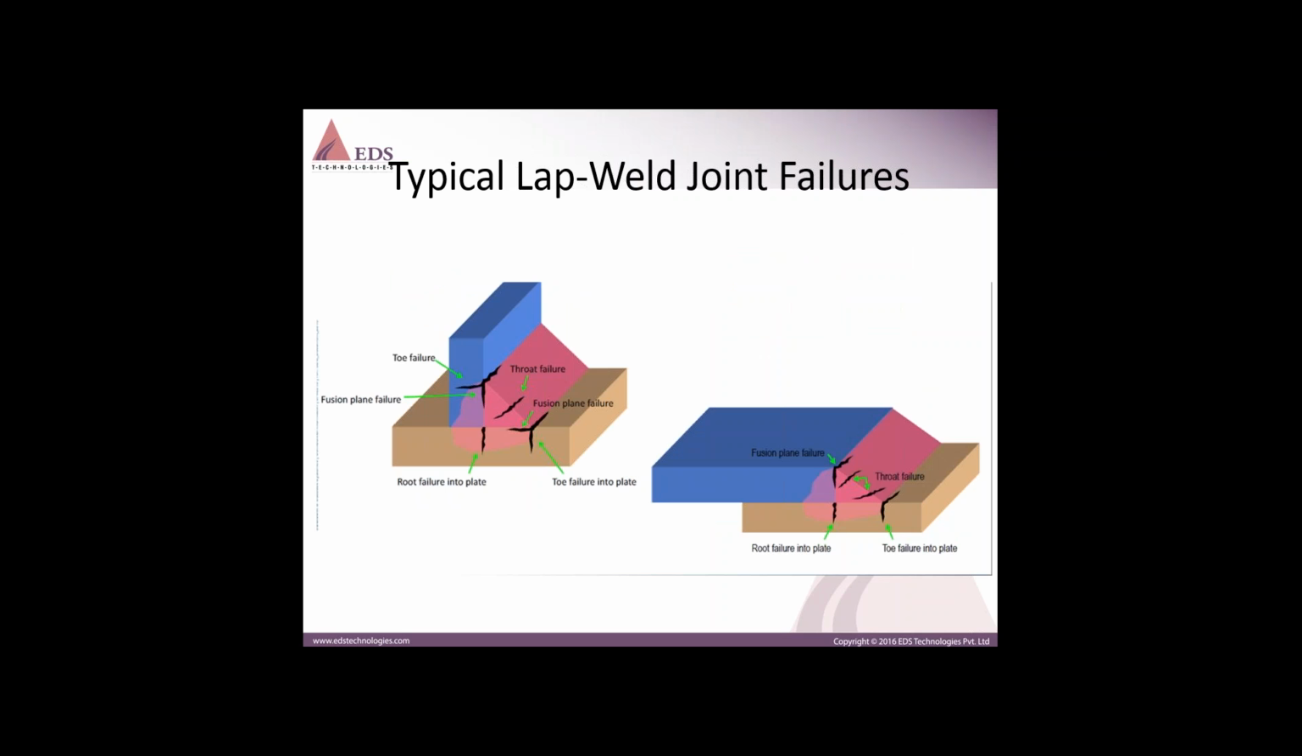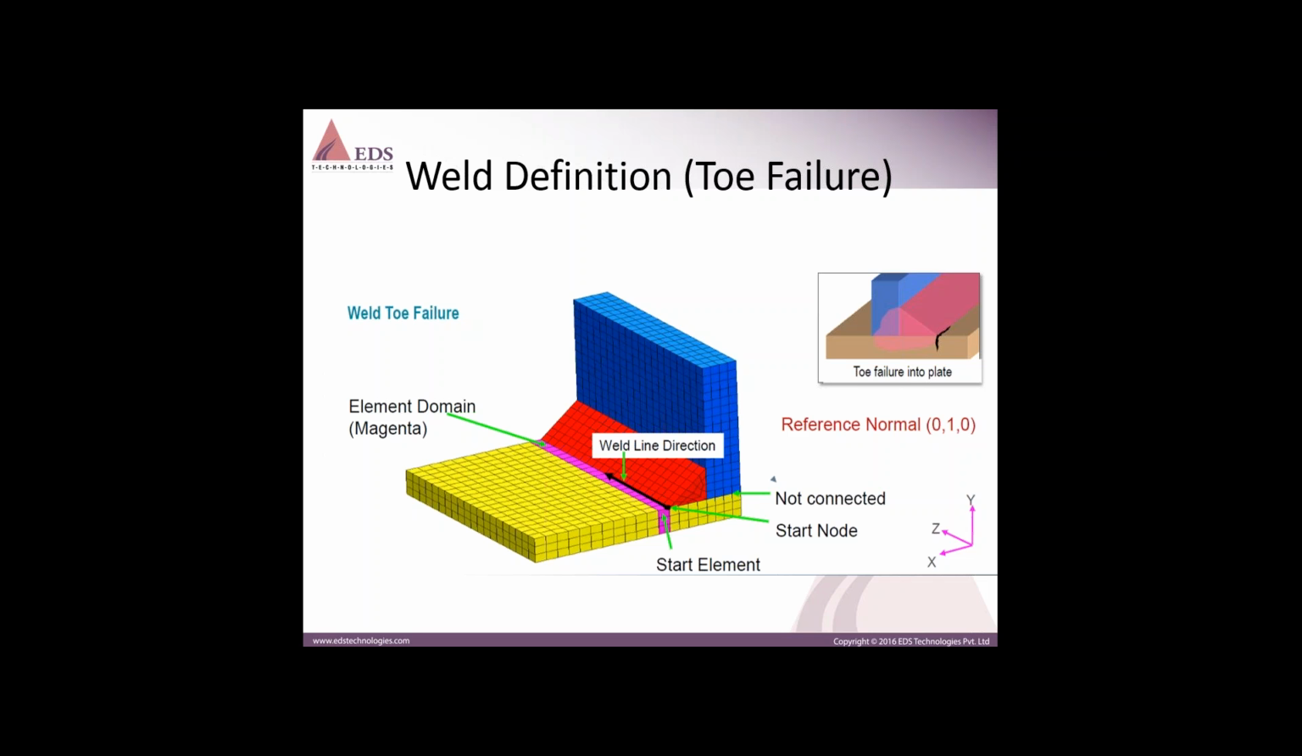Here is a typical lap-weld joint failure. Mainly there will be three different types of failures: toe failure, here, root failure, as you can see here, and throat failure. And all these types of failures can be accommodated in FECF. And I have given one example here.